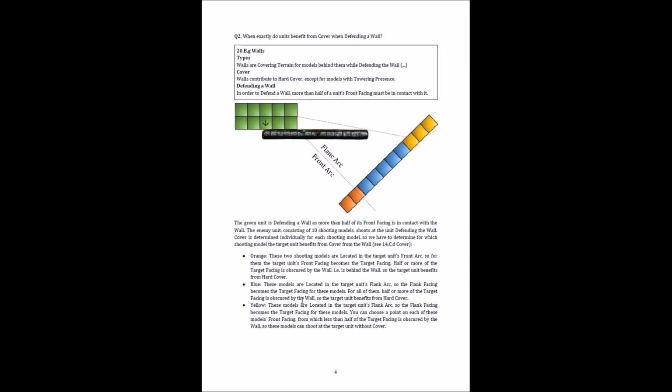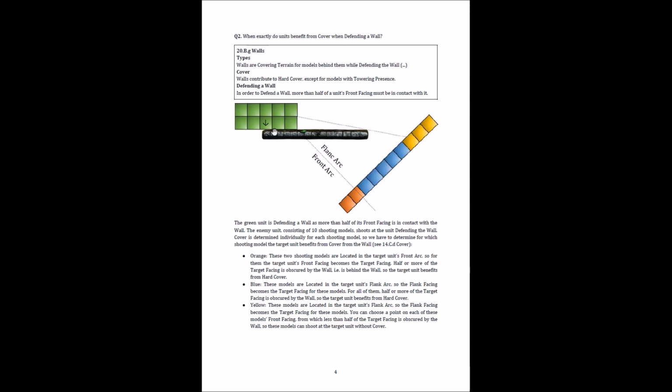So the thing that's surprising to me is the blue models pay for the wall. Because the rule, as it is written, is that the green unit is defending the wall, and if you're defending the wall, your front is touching the wall. Yes, and it's nice they do give you the full description up here, the definition of defending the wall. Half or more of your front facing must be in contact with it.